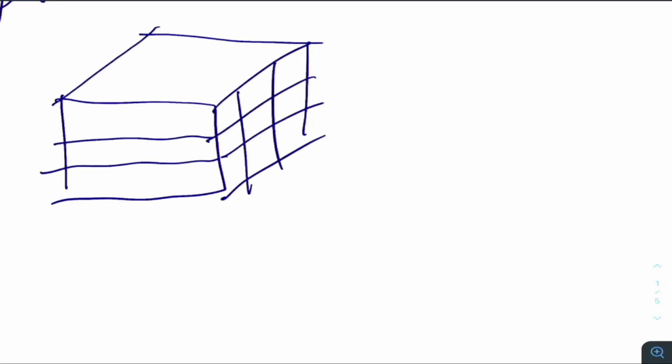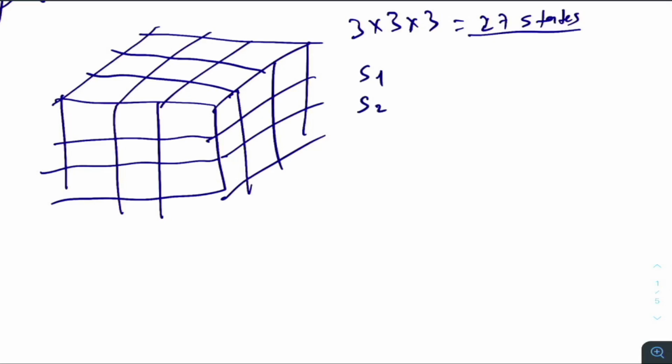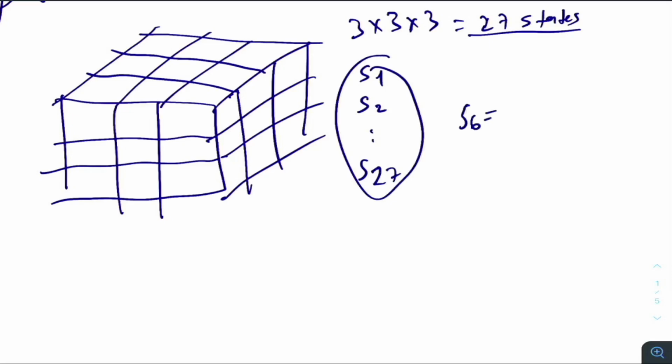We are now trying to talk a little about the 3 by 3 by 3 problem. First of all, you have 27 states. You are going to name them state 1, state 2, dot dot dot, state 27. Of course you might have some, let's say state 6 is wall, right? You might have that type of features in your problem.